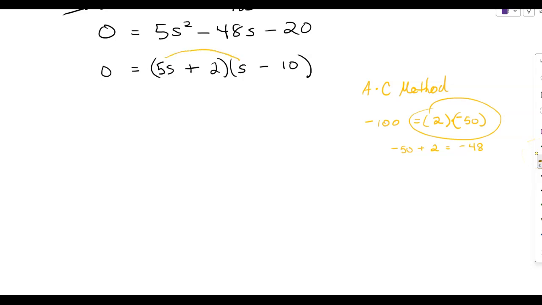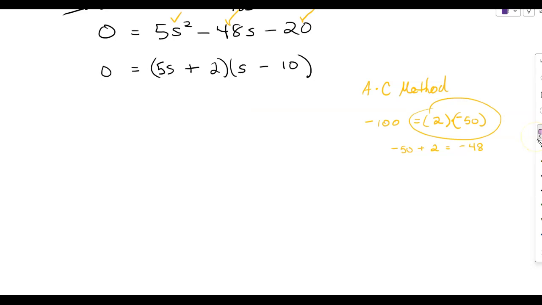Of course, let's go ahead and erase our little drawings here and just check it, right? 5s times s gives me the 5s squared. All right, we have a negative 50s, right? And then we have our plus 2s. That gives us the negative 48s. And then last, positive 2 times negative 10 gives me my negative 20. Remember, always check your factorizations by multiplying it back up, right? Okay, so that's really cool.